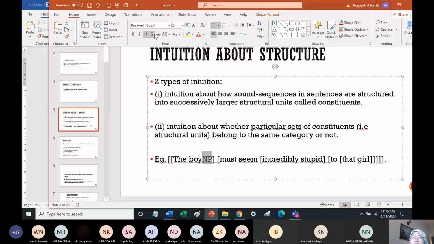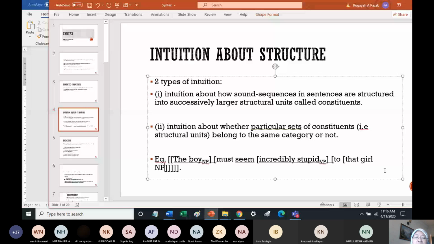To that girl. So that girl itself is a noun phrase. We will learn later how we know it's a noun phrase or a verb phrase. Don't worry. You know it too, it's just that knowing exactly how to name them, by looking at their behaviors. So that's the noun phrase, that girl. And then to that girl is actually a prepositional phrase.